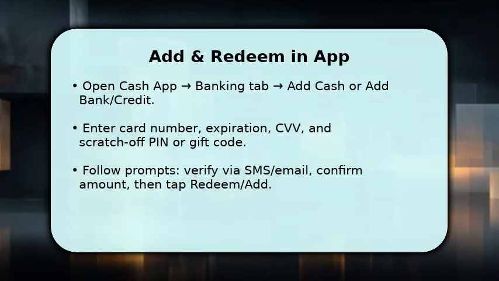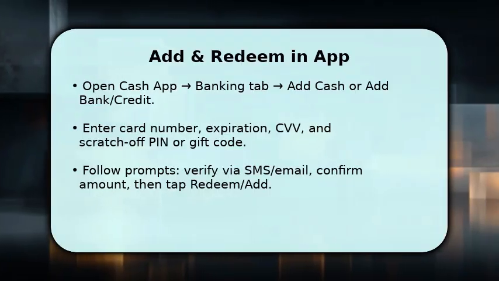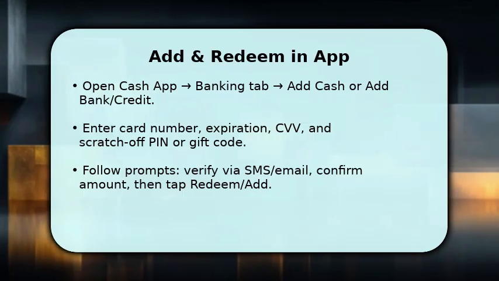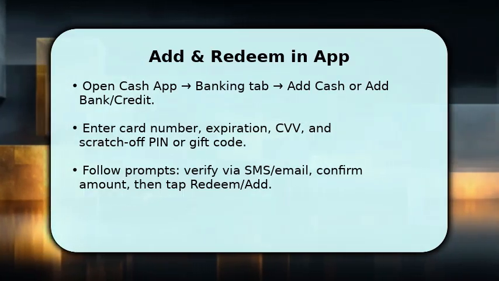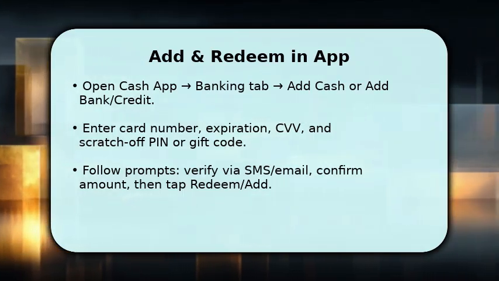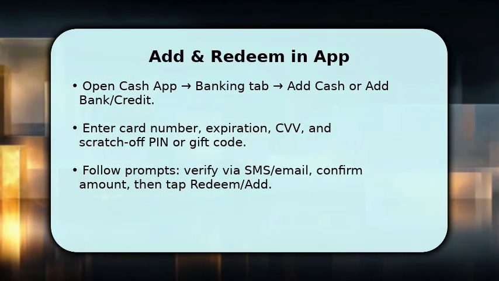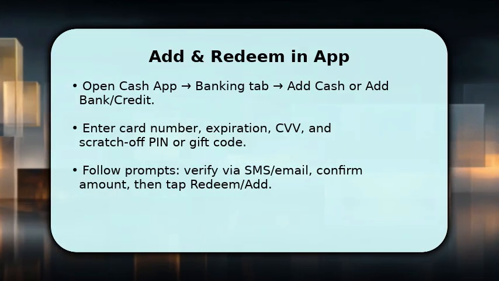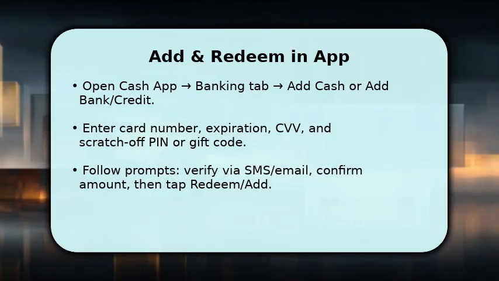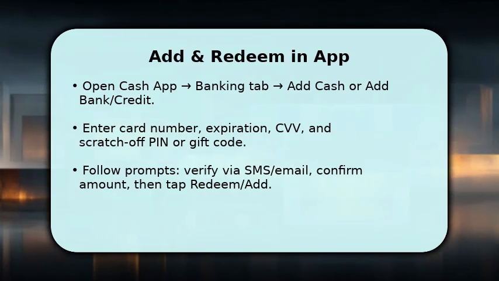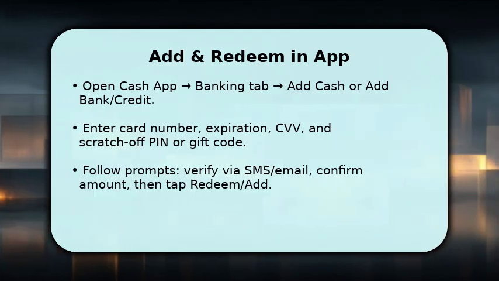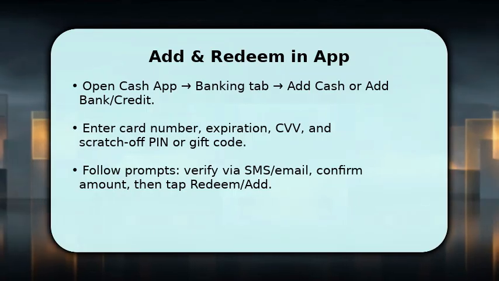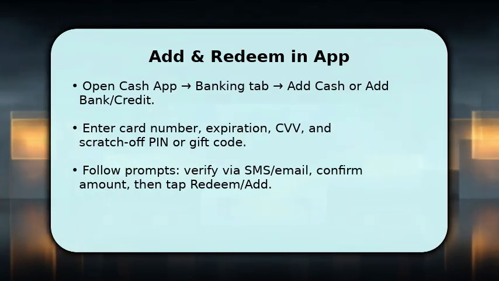Now you add the gift card details into Cash App step by step. Tap the banking or cash button, choose Add Cash or Link a Card, and enter the gift card number, expiration, CVV, and the scratch-off PIN or digital code. Verify ownership when prompted via SMS or email so the app accepts the source. Once verified, confirm the amount to move and tap Redeem or Add. This converts the card value into your Cash App balance, enabling transfers or payments immediately thereafter.